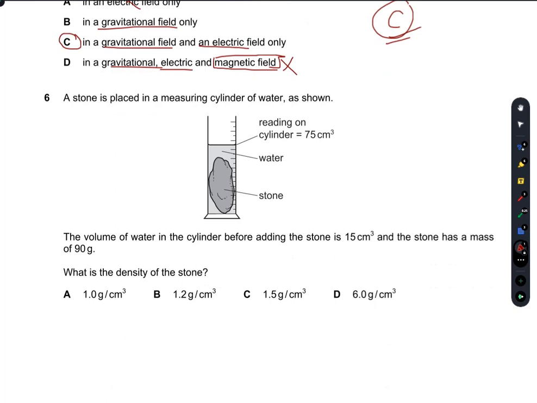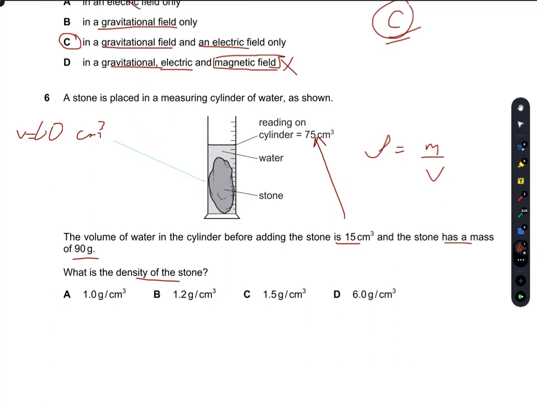A stone is placed in a measuring cylinder of water as shown. The volume of the water in the cylinder before adding the stone is 15 centimeter cube, and the stone has a mass of 90 grams. What is the density of the stone? So density is equal to mass per unit volume. The volume of the water before adding the stone is 15 centimeter cube, and now it has reached 75 centimeter cube. So this stone has a volume of 60 centimeter cube.